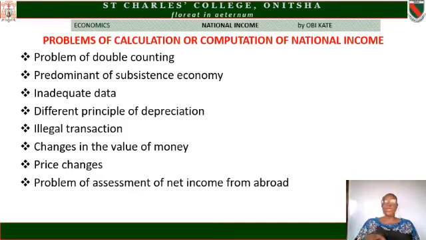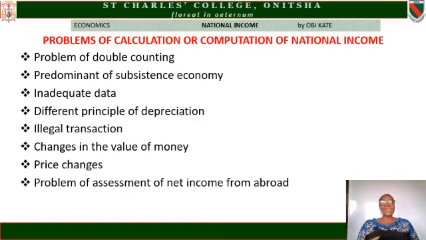Then we have inadequate data, implying that both the government and the firms do not produce complete data of their income, thereby giving false figures. Different principles of depreciation. Yes, I have explained to you what we mean by depreciation. Most companies have their own ways of measuring depreciation, so that presents a problem in calculating national income.